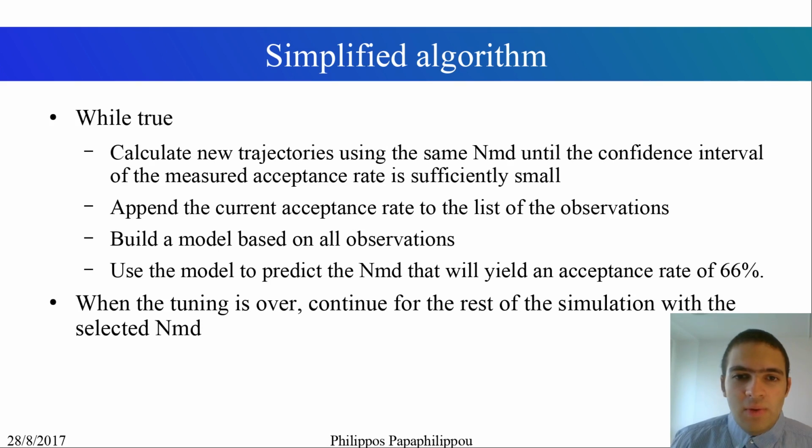Using the model, we get a new prediction for the best NMD that we'll be using for the next iteration, with the hope that the overall acceptance rate will remain around 66%. Last, if the stopping conditions are met, the fine-tuner stops and the simulation continues using the last NMD prediction.